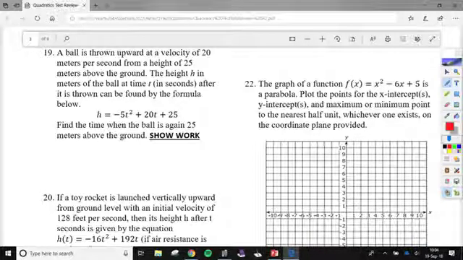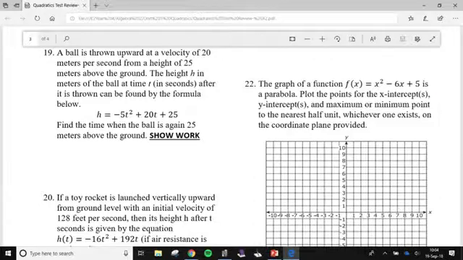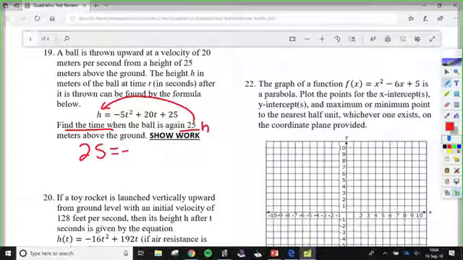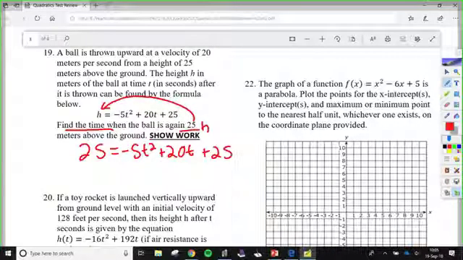Find the time when the ball is again 25 meters above the ground. So 25 meters here. It's asking for t. It wants me to figure out what is t. So I'm solving for t here, but I'm solving for t when the height is 25 meters. So this is my h value. This is what I need to plug in for h. 25 equals negative 5t squared plus 20t plus 25. So same equation, but I plugged in 25 for h.